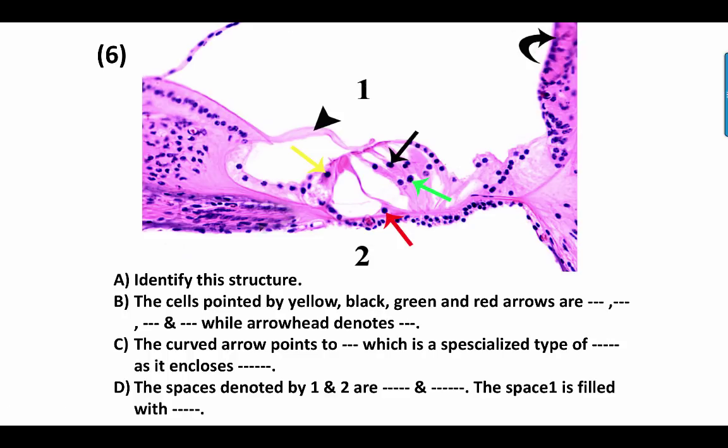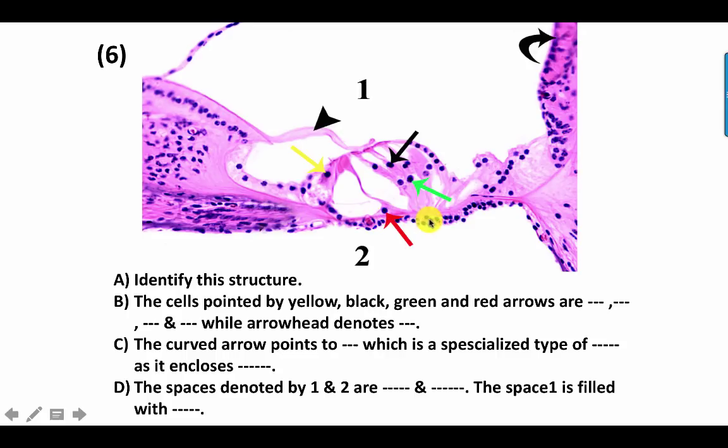Now also we have this basilar membrane at the base of this organ of Corti, and this is the vestibular membrane. The cells pointed by the yellow is the inner hair cell, black outer hair cell, green outer phalangeal cell, red outer pillar cell, arrowhead tectorial membrane. The curved arrow here points to the stria vascularis, which is a specialized type of epithelium as it encloses blood vessels. The spaces are denoted by 1 and 2. This is the scala media. And this is the vestibular membrane. So this is the scala vestibuli. And here will be the scala tympani.